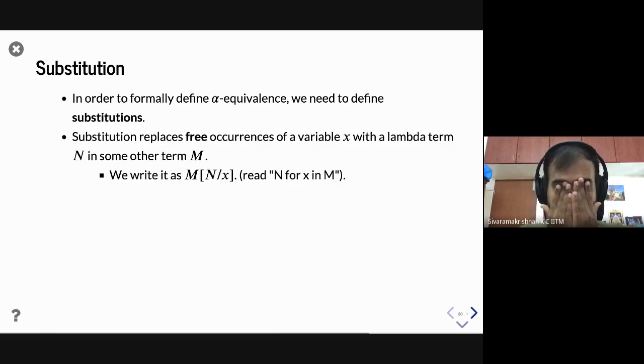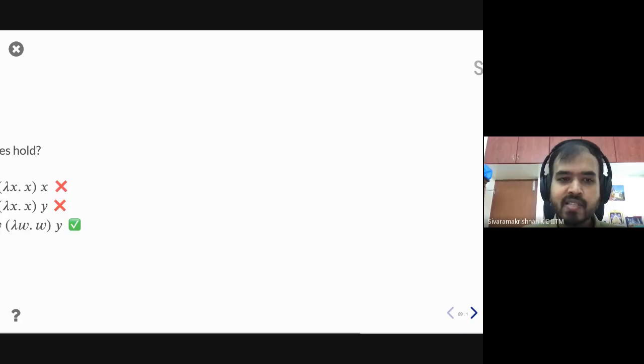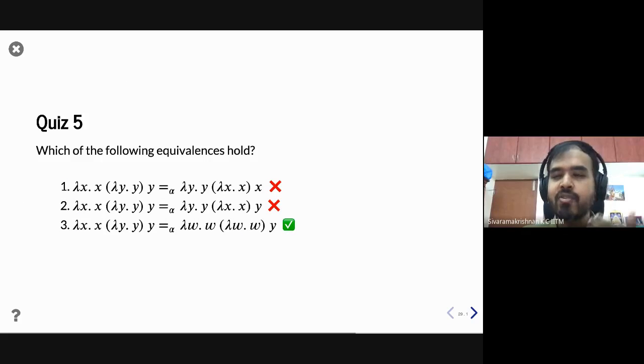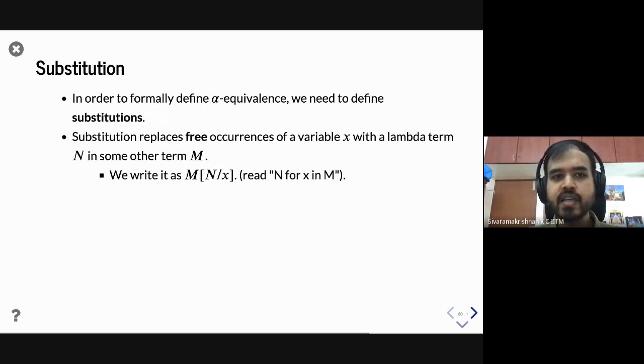Okay, so in order to formally define alpha equivalence, right? This alpha equivalence definition is quite subtle. I gave you a lot of different examples, right? Free variable gets bound, free variable gets renamed, bound variable gets free, and so on. So defining this precisely is tricky.